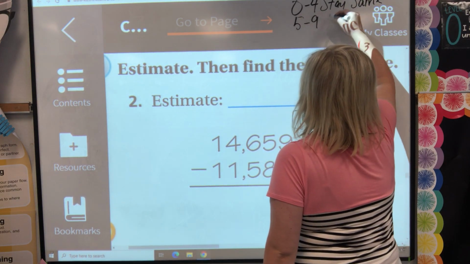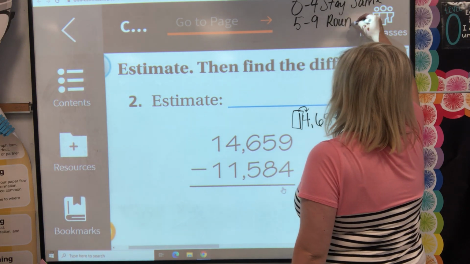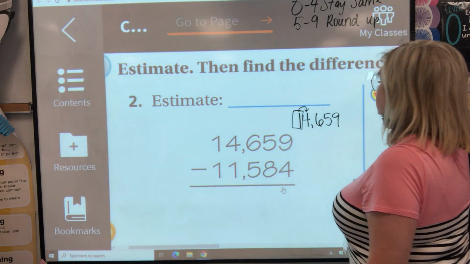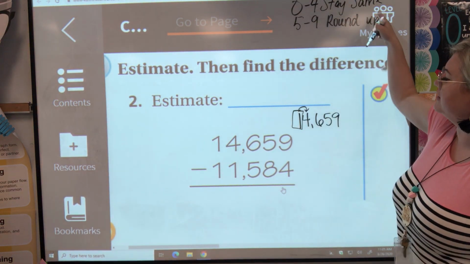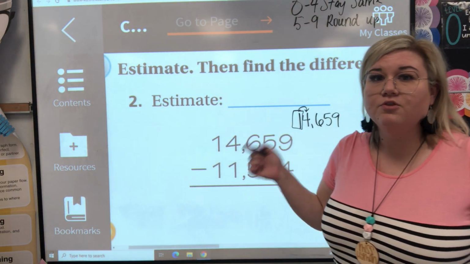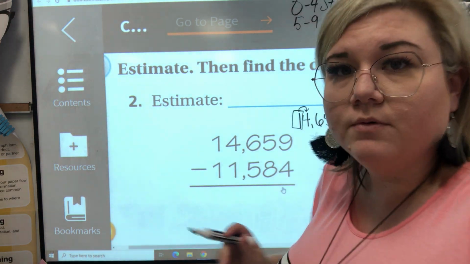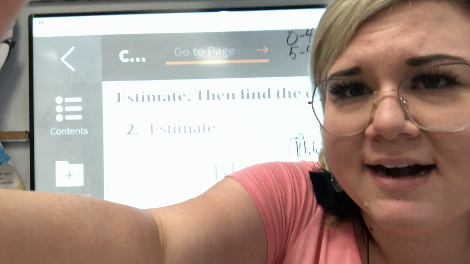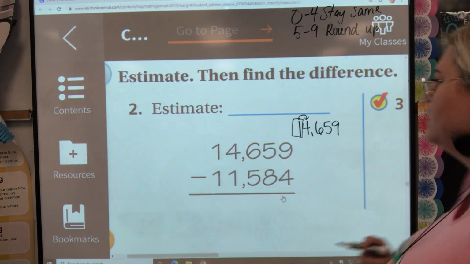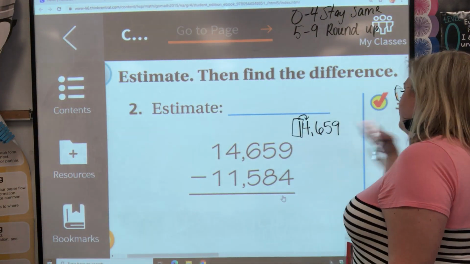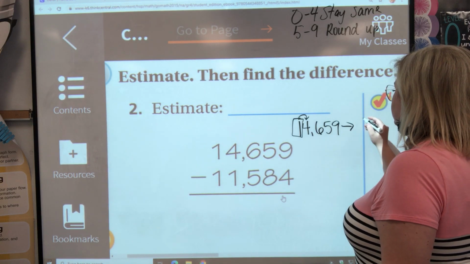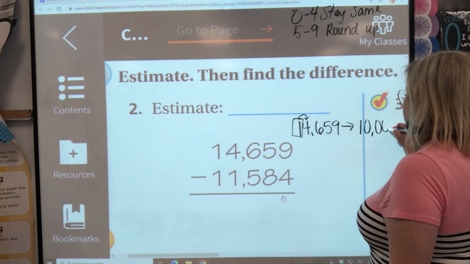5 through 9, round up. So that 4 goes with 0 through 4, stay the same. What stays the same? The 1 stays the same. Oh, let me just... There you go. The 1 stays the same, and everything else is a 0, so it becomes 10,000.